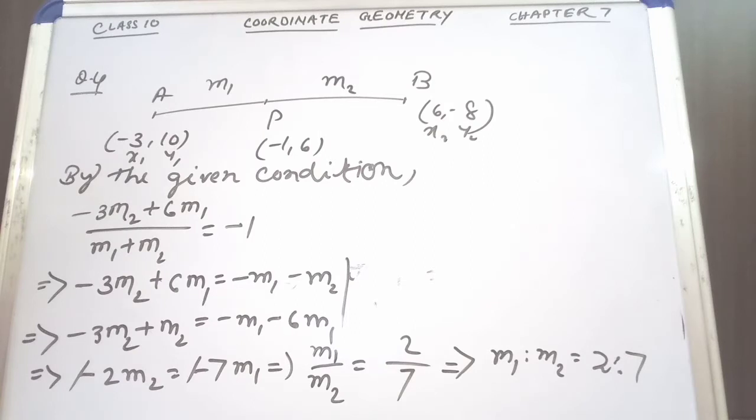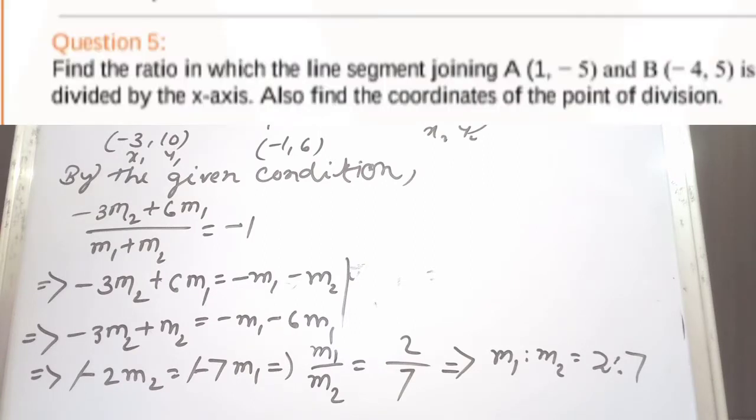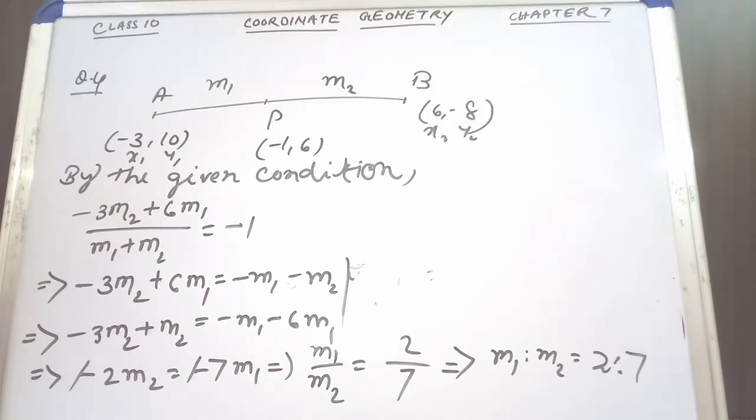Now next question. Question number 5. Find the ratio in which the line segment joining A (1, -5) and B (-4, 5) is divided by the x-axis. Also find the coordinate of the point of division. So at first clear the concept.